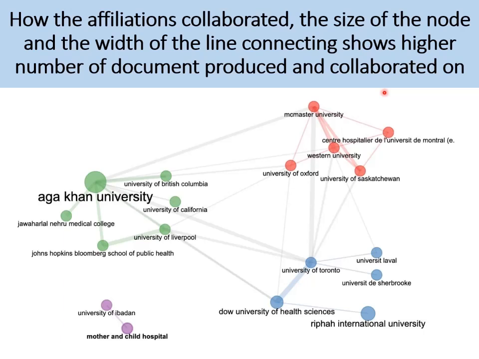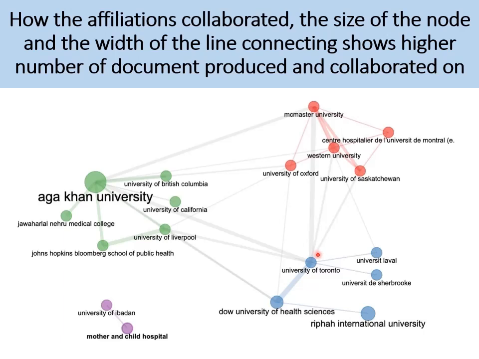Here in this slide, I've shown the bibliometric analysis showing how the affiliations collaborated. The size of the node and the width of the line connecting show the higher number of documents produced and collaborated on. You can see Aga Khan University here, and it's collaborating with the University of British Columbia, and a stronger collaboration, or thick line, can be seen with the Johns Hopkins School of Public Health, with the Jawaharlal Nehru Medical College, and with Liverpool University as well, but a little thinner line with the University of California. But again, there is a collaboration with the University of Toronto as well.